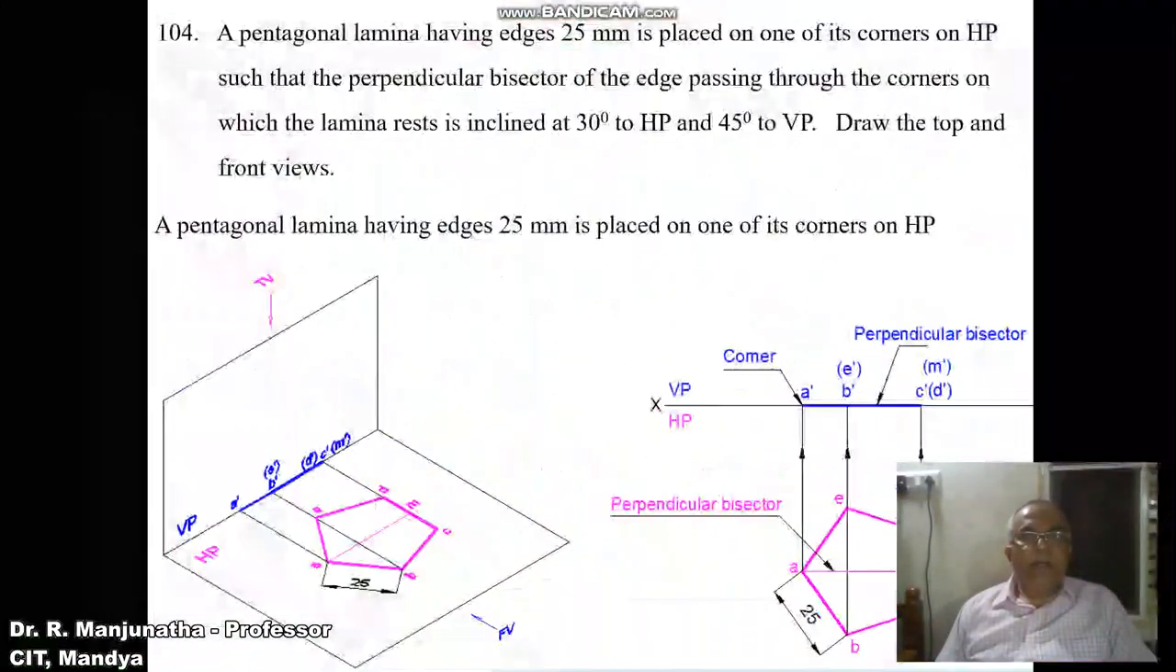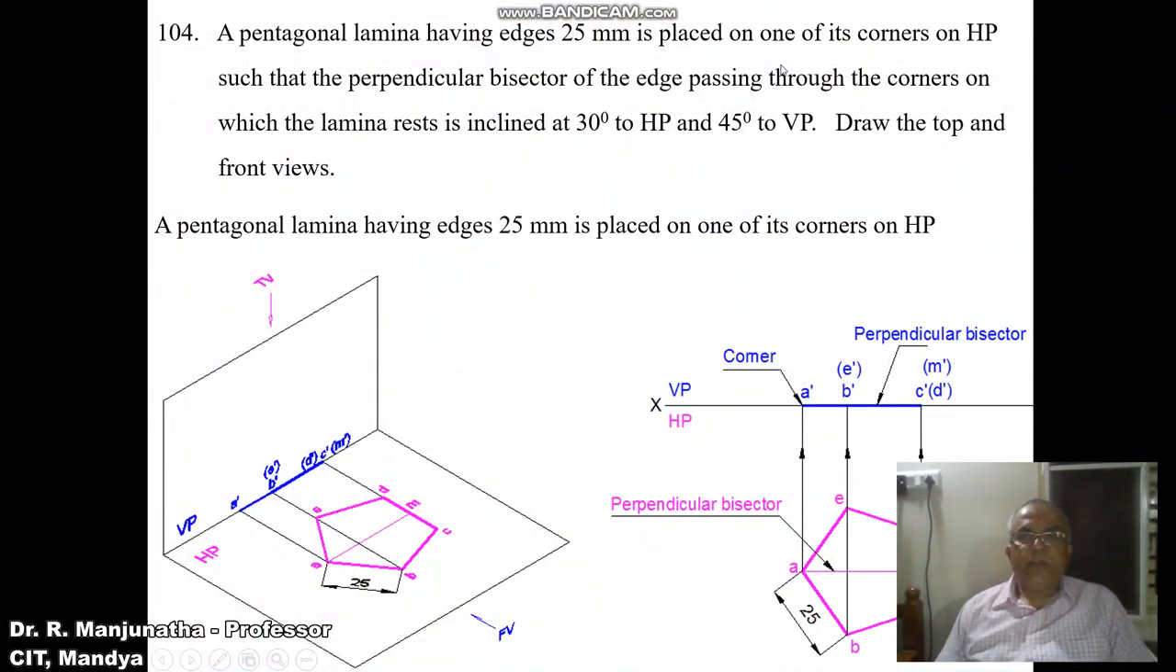A pentagonal lamina having edges 25 mm is placed on one of its corners on HP, such that the perpendicular bisector of the edge passing through the corners on which the lamina rests is inclined at 30 degrees to HP and 45 degrees to VP. Draw the top and front views of the lamina.